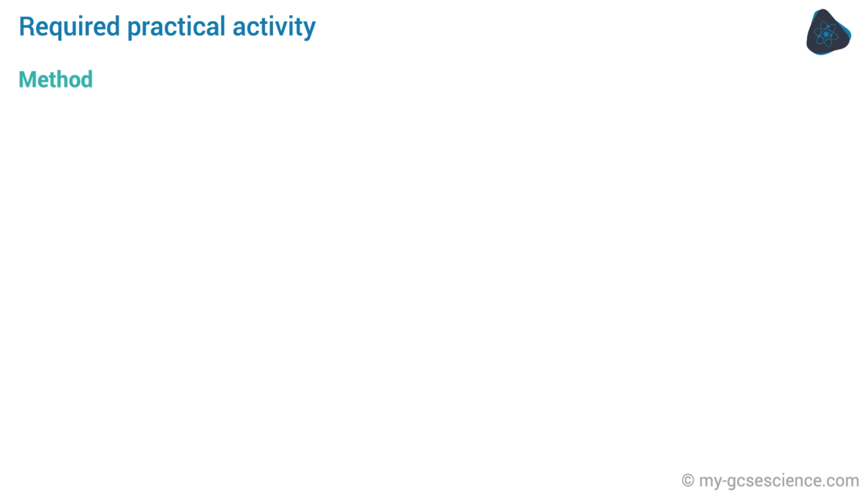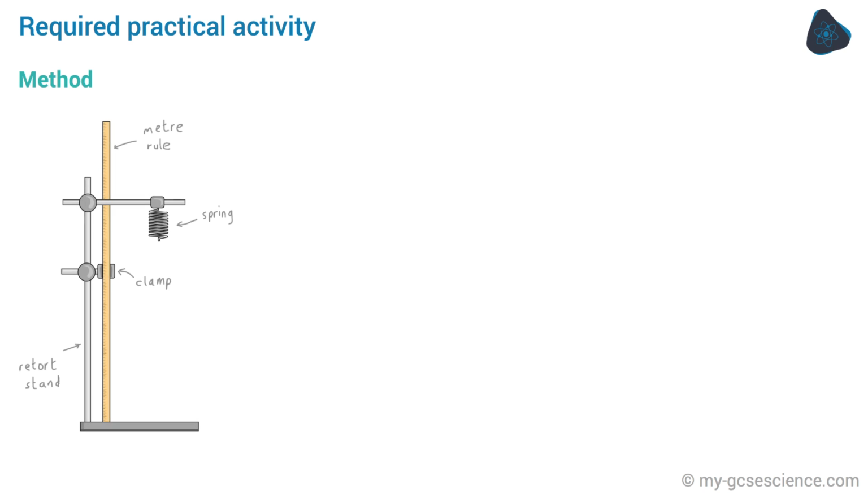The setup you're most likely to use for this experiment looks like this. As you can see, we're using a retort stand and 2 clamps to place a meter stick alongside a spring which is hanging vertically. To prevent the apparatus from toppling over, the retort stand should be clamped to the desk. As an additional safety precaution, you should wear safety glasses when performing this experiment in case the spring is accidentally catapulted towards you.